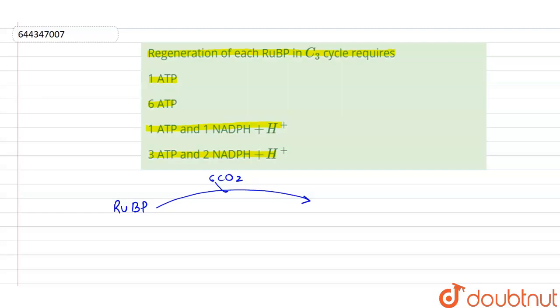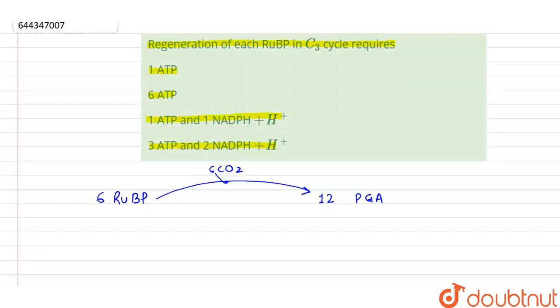So 6 RuBP molecules can accept 6 carbon dioxide molecules, and they convert into 12 molecules of phosphoglyceric acid, or PGA. This phosphoglyceric acid then converts into 12 molecules of 1,3-bisphosphoglyceric acid. This conversion requires phosphorylation, where 12 ATP molecules get converted into 12 ADP molecules.